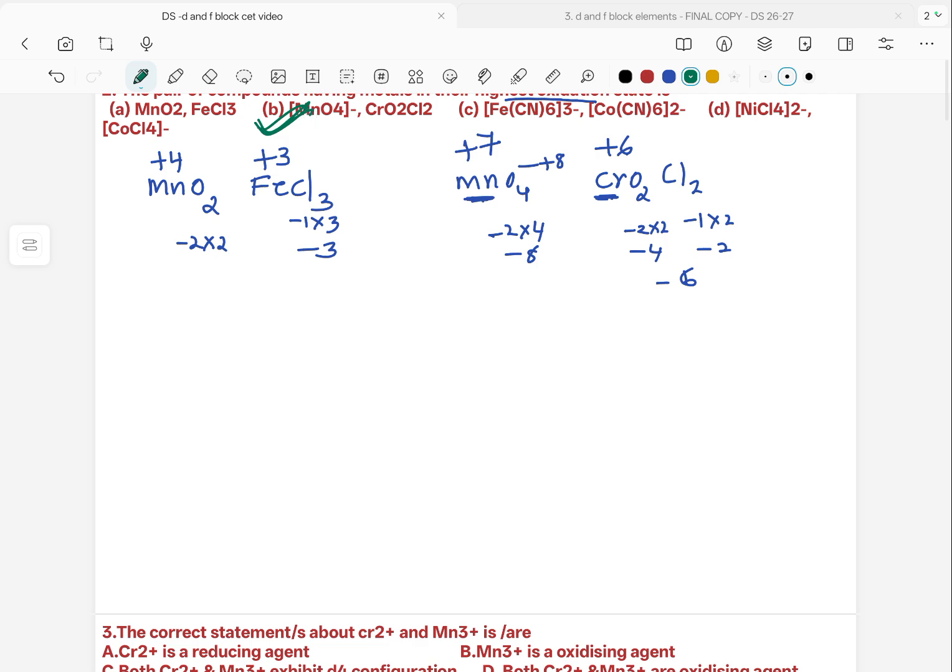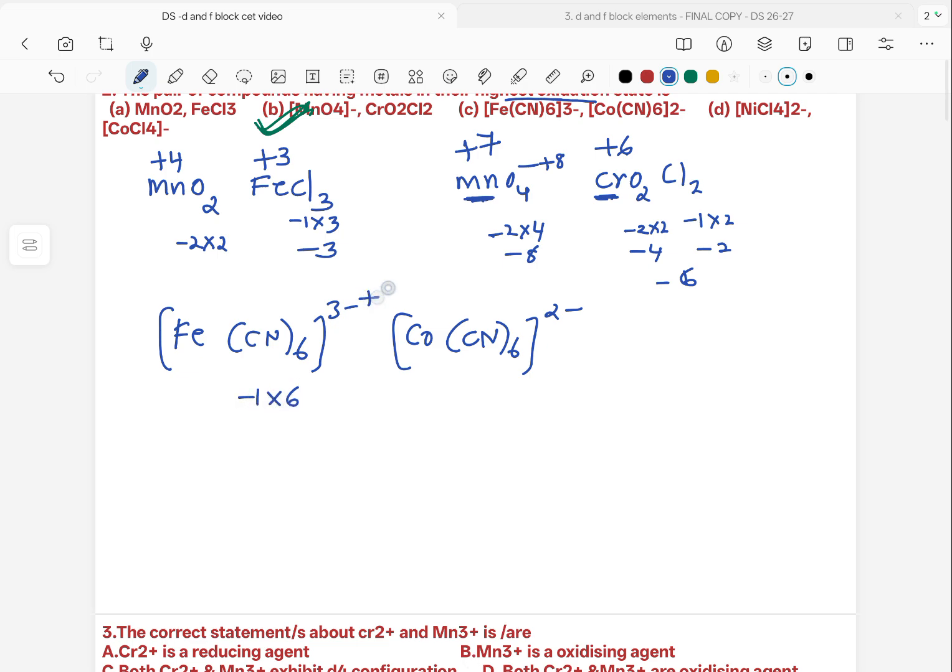We can check out the third option also. Fe(CN)6 3 minus. Co(CN)6 2 minus. Here cyanide is -1 into 6, taken out, it becomes +6. So here iron exists in +3. -1 into 6, -6, taken out +6. So it is +4 here.